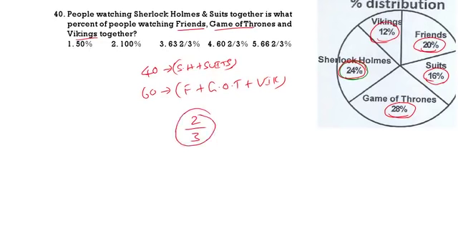So 2 by 3 is always equal to 66 2 by 3. 2 by 3 means 66 2 by 3. 1 by 3 means 33 1 by 3. So 66 2 by 3 will be the correct answer. See the next one.